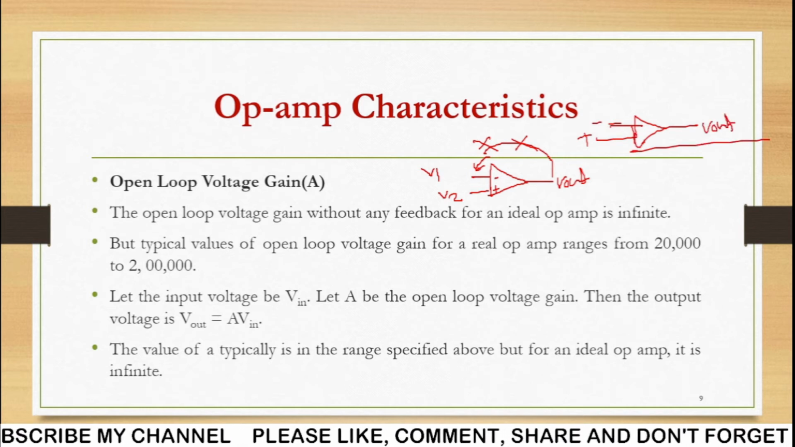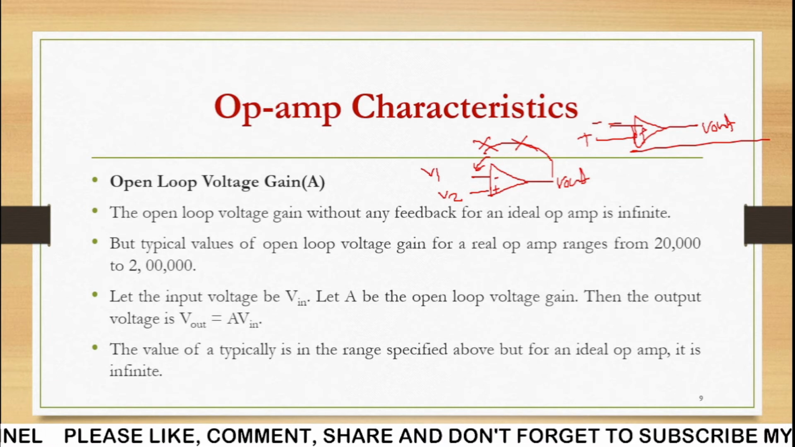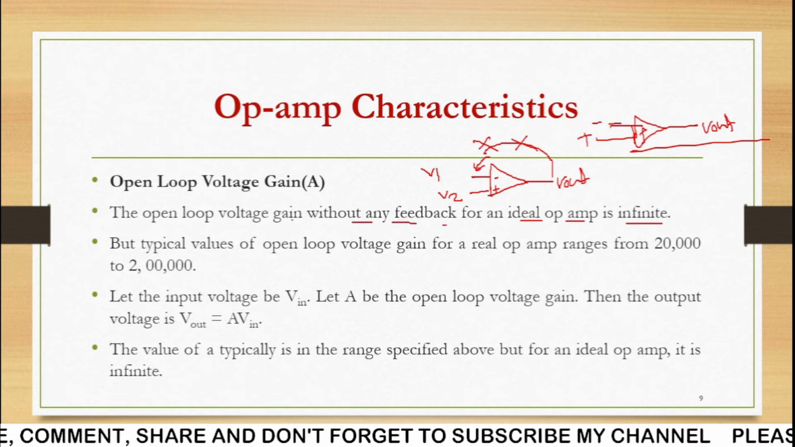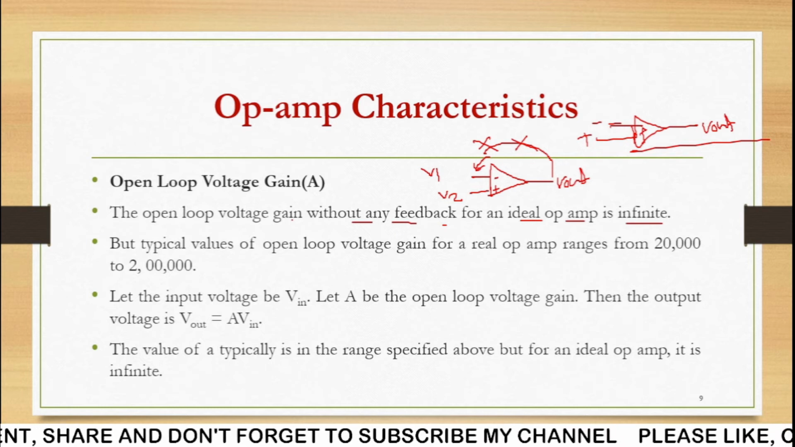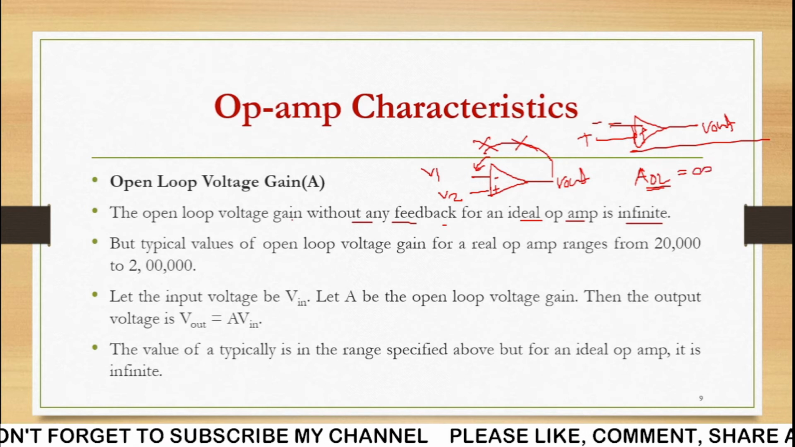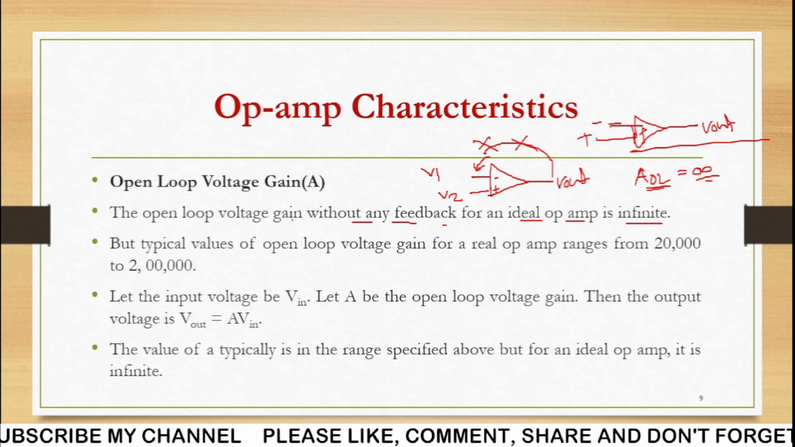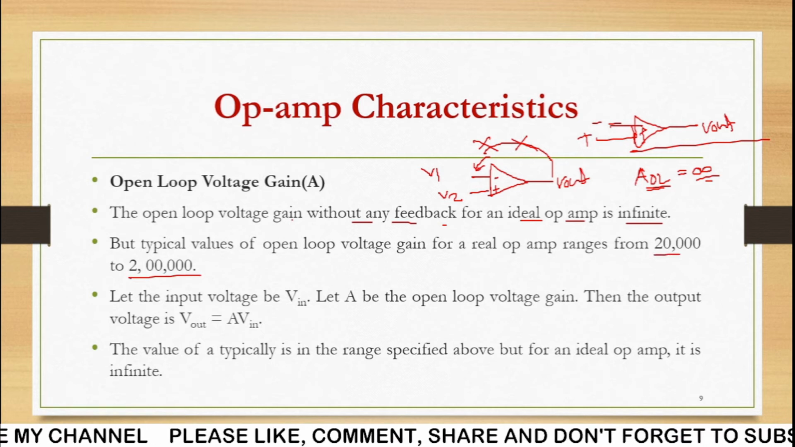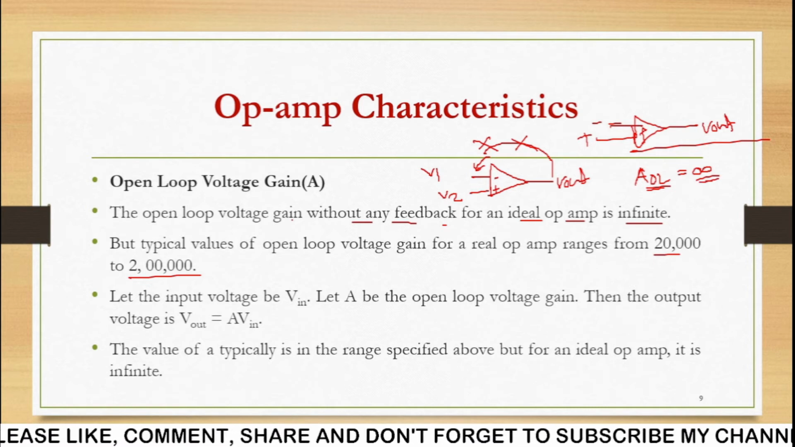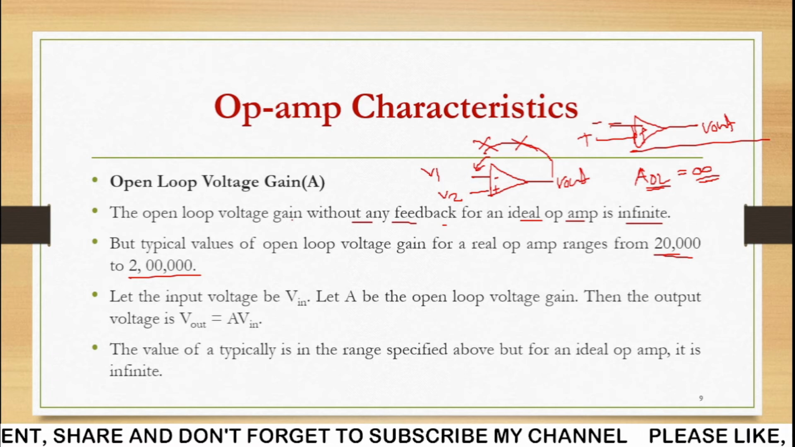In case of closed loop, V out is connected to the inverting terminal. Ideally, with only open loop, the gain is considered infinite and is abbreviated as AOL, gain open loop. Practically it is not infinite; it ranges from 20,000 to 200,000. So ideally it is infinite, but practically from 20,000 to 200,000.